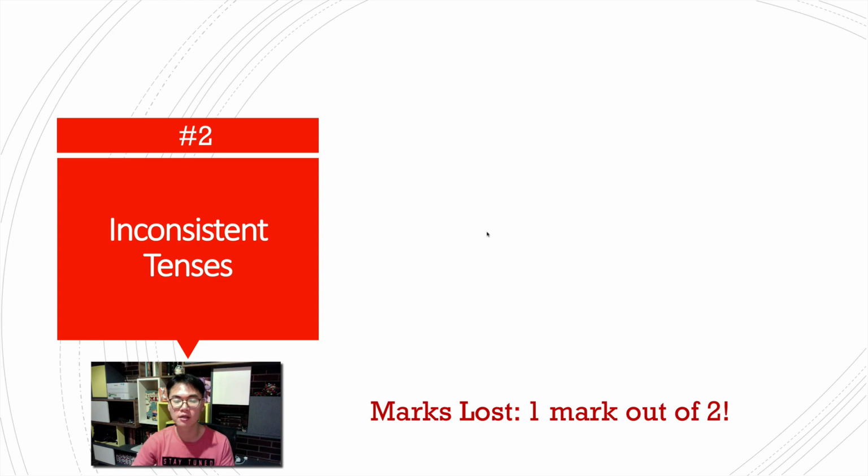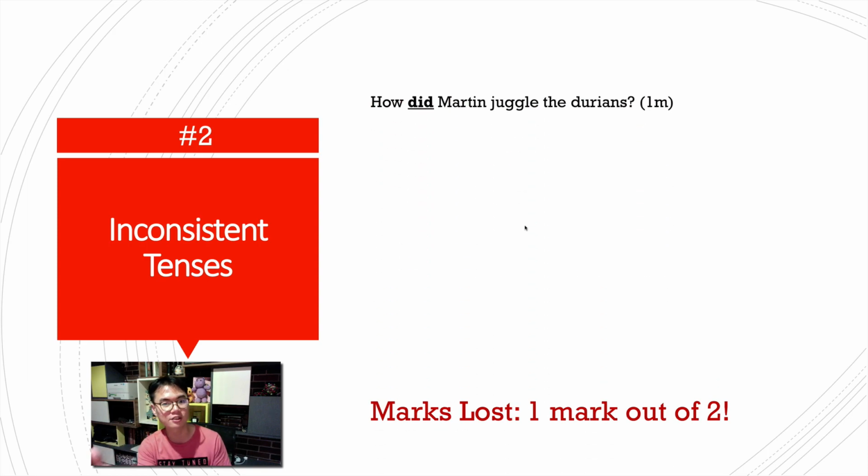So let's take a look at the first sample question that we have. Right? How did Martin juggle the durians? How did Martin juggle the durians? Notice the word did has been bolded and underlined, which means that it is the tense of the question.